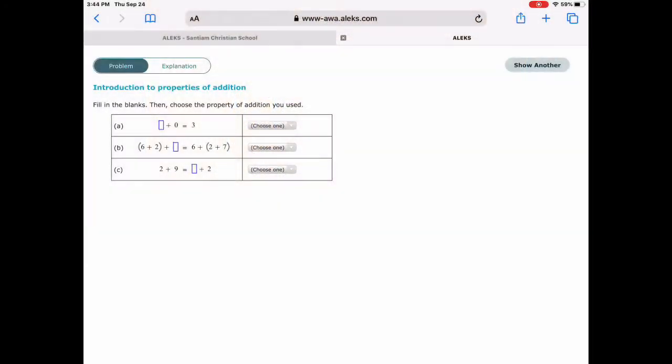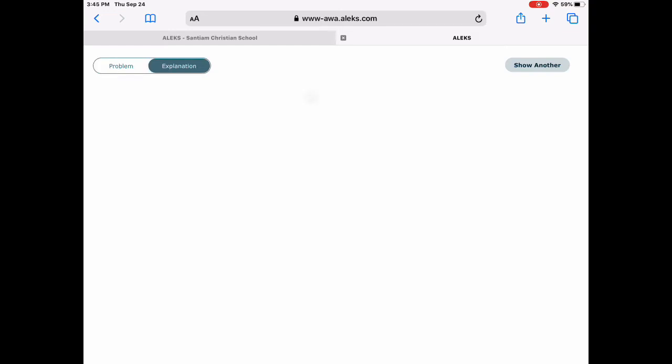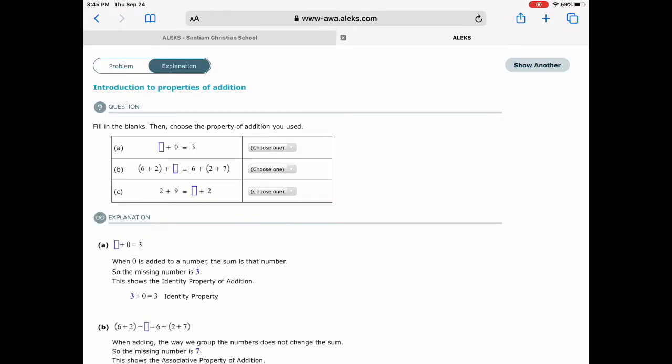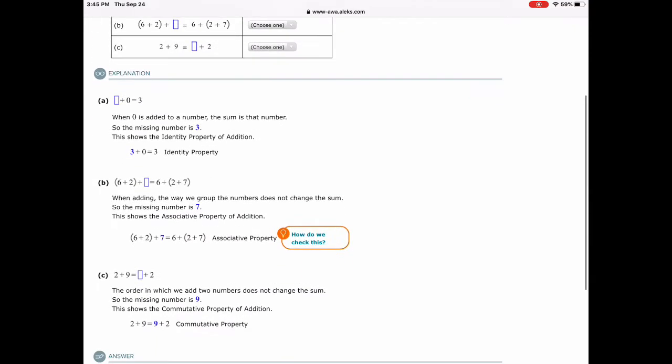All right, let's talk about properties of addition. So I'm going to pop over to the explanation just to chat here, and you might want to write down some things so that you can remember what these things are. So looking at this explanation, if I have blank plus 0 equals 3, that is the identity property.